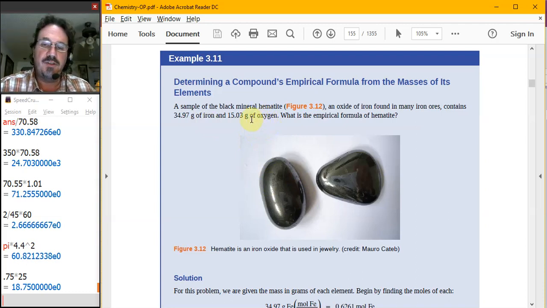What's its percent composition? What's its empirical formula? So what does it actually look like? Like water is H2O, carbon dioxide is CO2. What's the formula for the stuff in this black mineral?